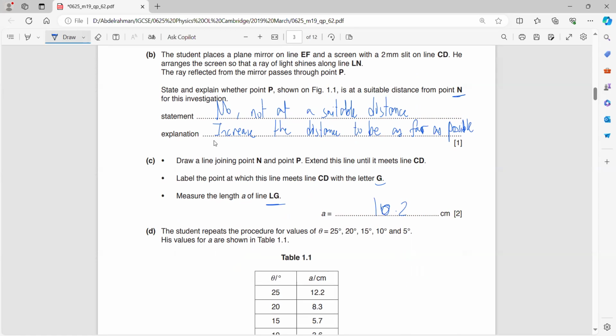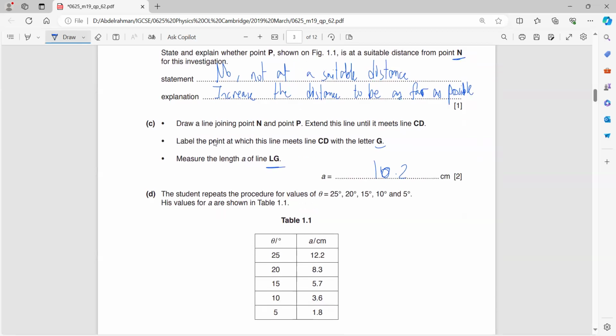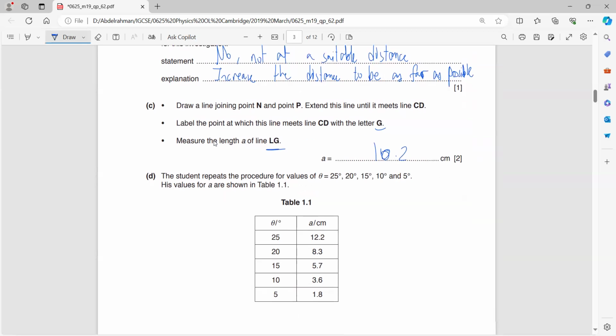Why? Because there's always a slight difference. There is always a slight difference with the printing. There's always a problem with the printing of your papers. So if you have it as 10 centimeters, that is perfect for this question.